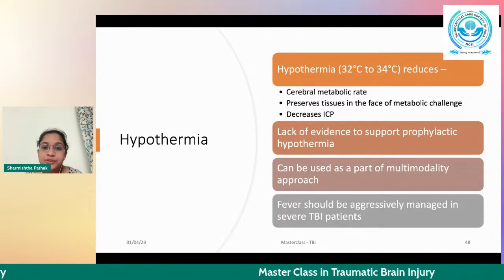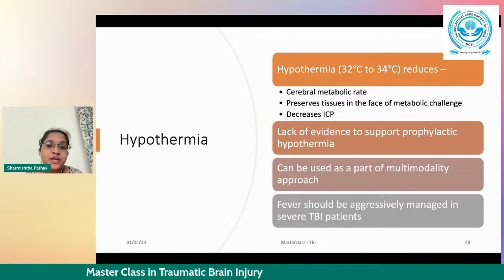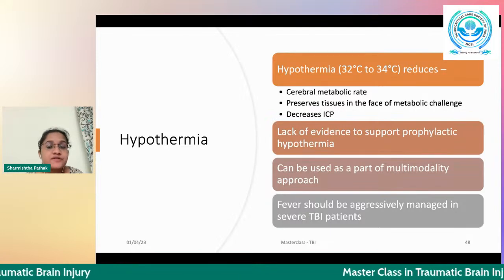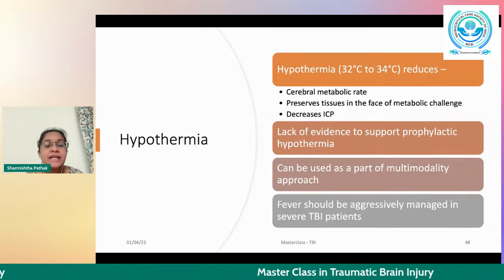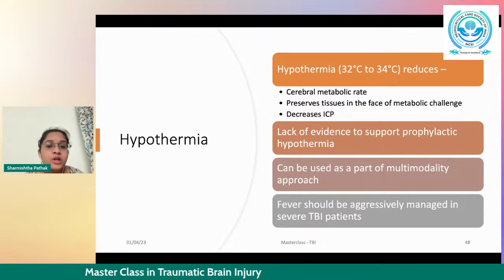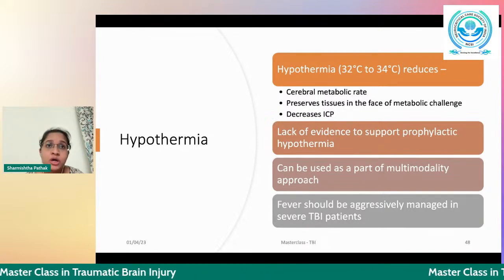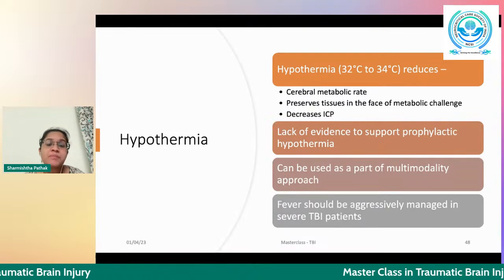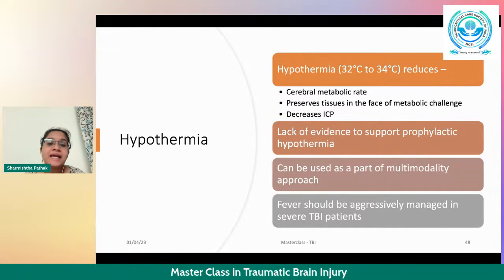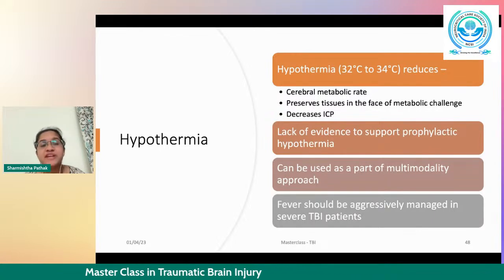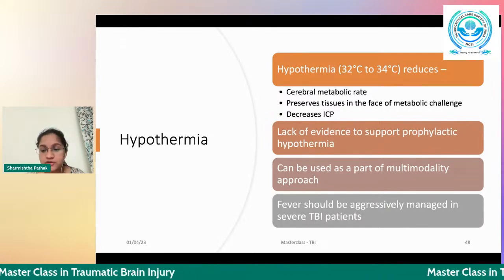Now moving on to hypothermia, which can be defined as a temperature of 32 to 34 degrees Celsius. It helps in reducing the cerebral metabolic rate, preserves tissues in the face of metabolic challenge, and decreases the ICP. But there is no good evidence to support prophylactic hypothermia, although it can, however, be used as part of a multimodality approach. But we should keep in mind that any episodes of fever should definitely be aggressively managed in patients of severe TBI.